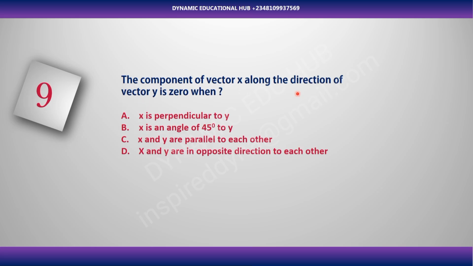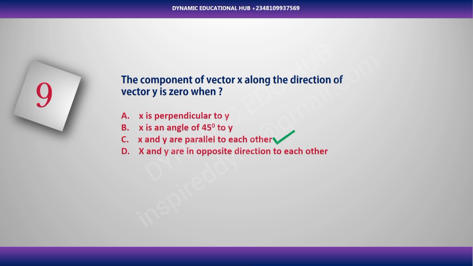The next question: a component of vector x along the direction of vector y is 0 when the angle is 0. And obviously, if the angle is 0, it implies what? Is x perpendicular to y? No, because then the angle between them would be 90. Is x at an angle of 45 to y? No. X and y are parallel to each other. What is the angle? 0. They don't have any angle between them. So the answer is what?